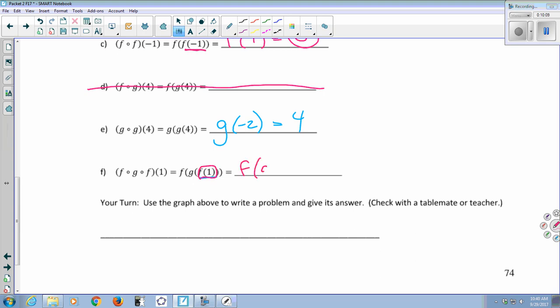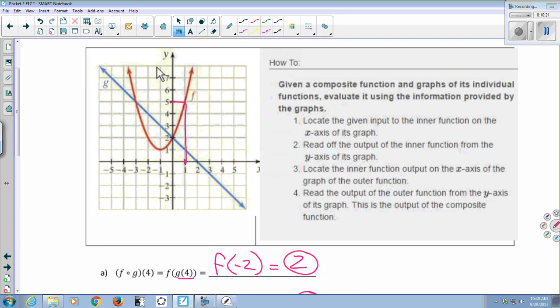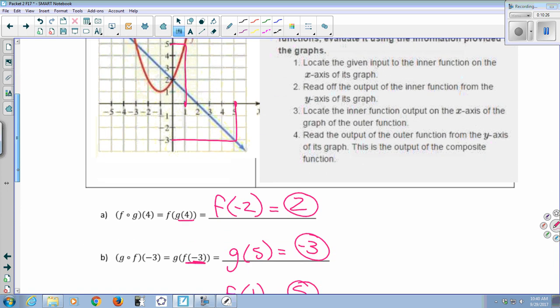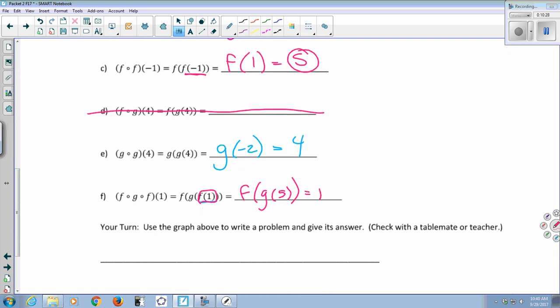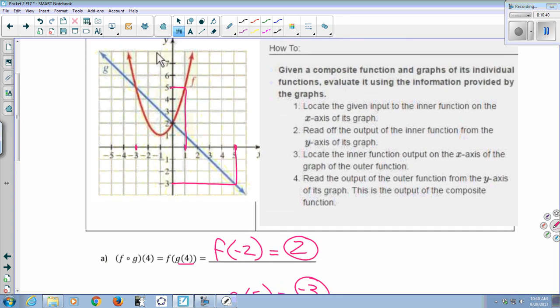So this is f of g of 5. Now I'm going to work on g of 5. That's an x value of 5. I want the y value on g. Okay, so for an x value of 5, the y value on g is -3. So this is f of -3. So now I have an x value of -3. I want the y value on f. At -3, f is the red graph, and the y value is 5.